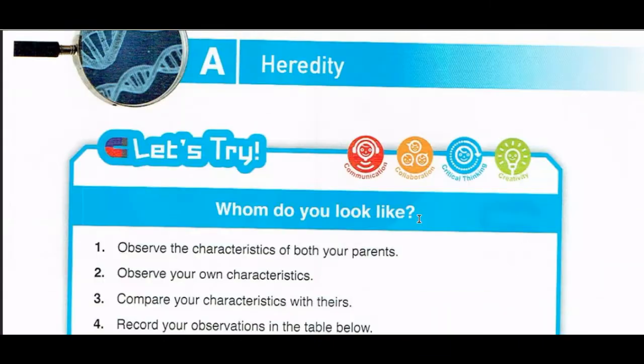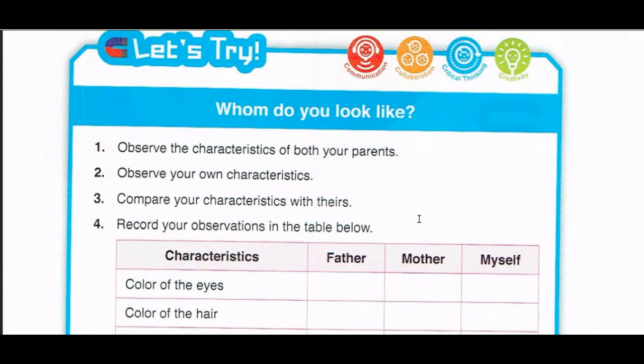On our second page, page number 30, we have: whom do I look like? Observe the characteristics of both your parents. Observe your own characteristics. Compare your characteristics with theirs. Record and observe in the table below. So what do characteristics mean? Characteristics means the way you look, the way you are.